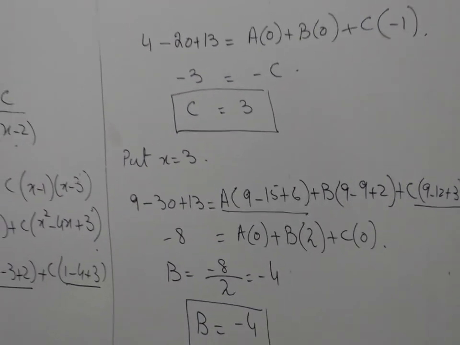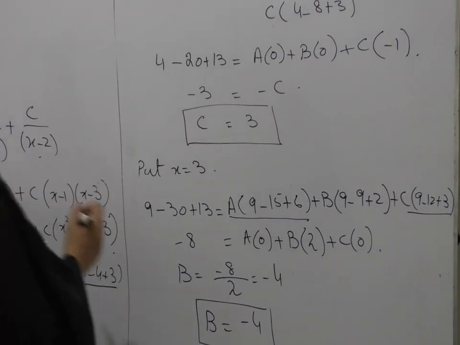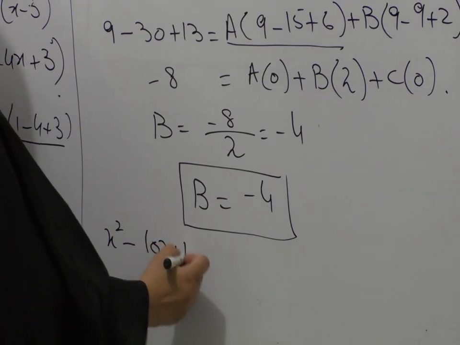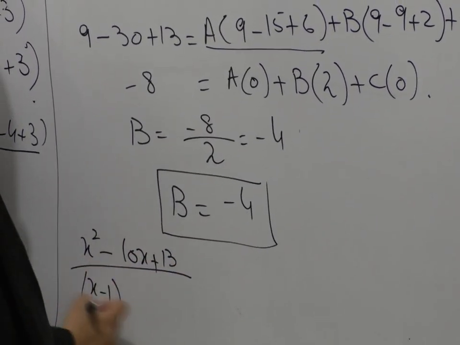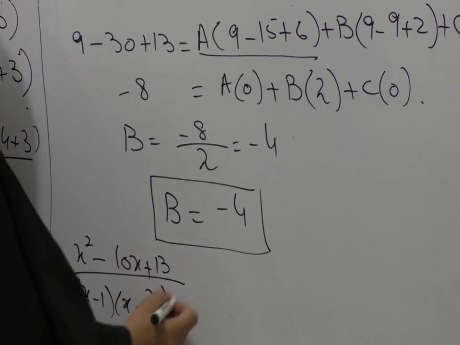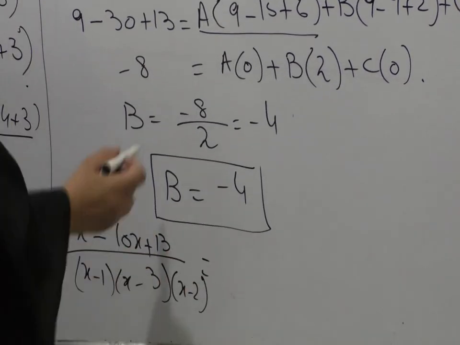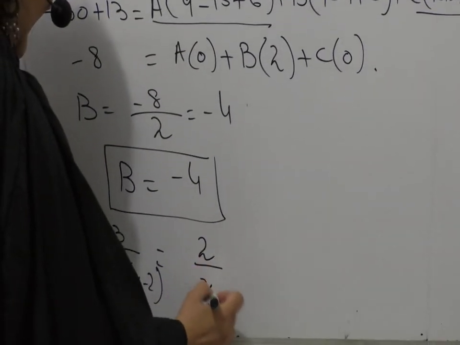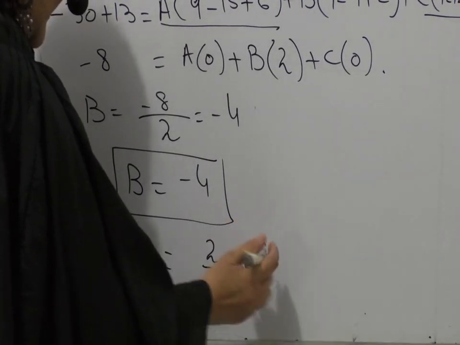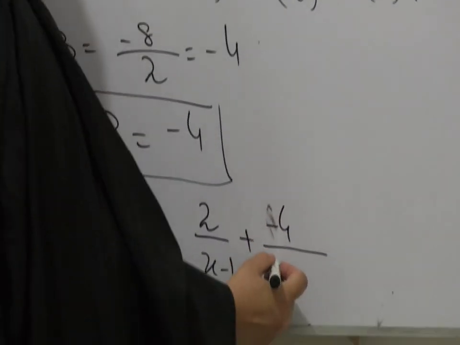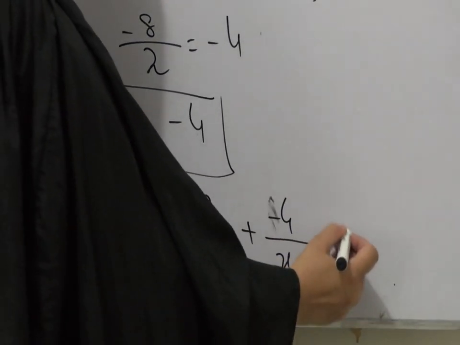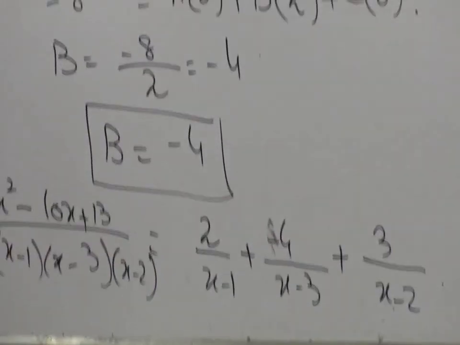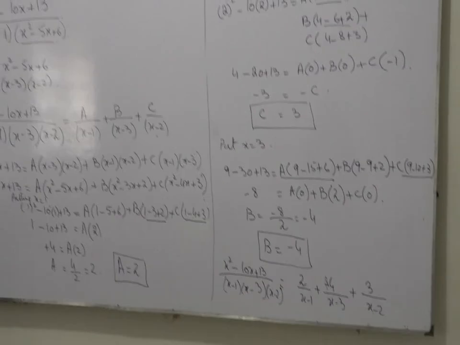Now put the values of a, b, c in the given fraction. After converting, it becomes x square minus 10x plus 13 divided by x minus 1, x minus 3 and x minus 2. Substituting the values of a, b, c, it becomes 2 divided by x minus 1, plus minus 4 divided by x minus 3, plus 3 divided by x minus 2. This is the required result.